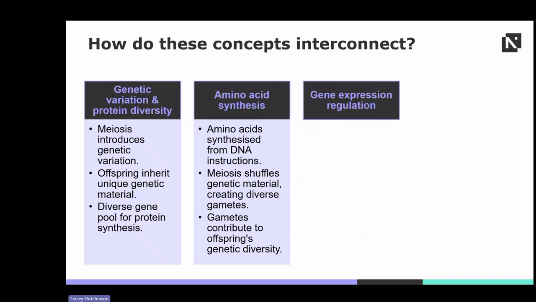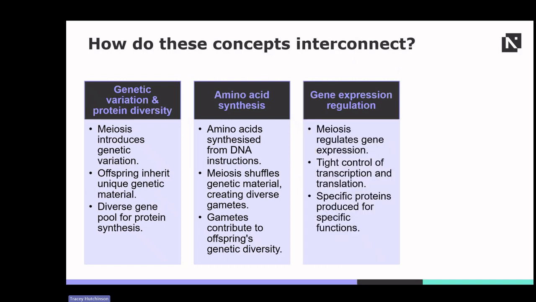Gene expression regulation. So meiosis also plays a role in regulating gene expression patterns. The process of transcription and translation, which ultimately leads to the synthesis of proteins from mRNA templates, is tightly regulated during meiosis. This regulation ensures that specific proteins are produced at specific times and in specific cell types, contributing to the overall function and development of an organism.